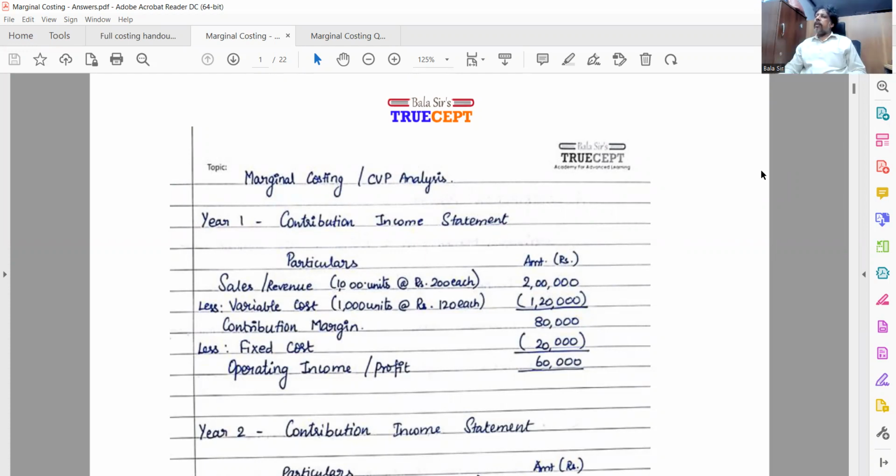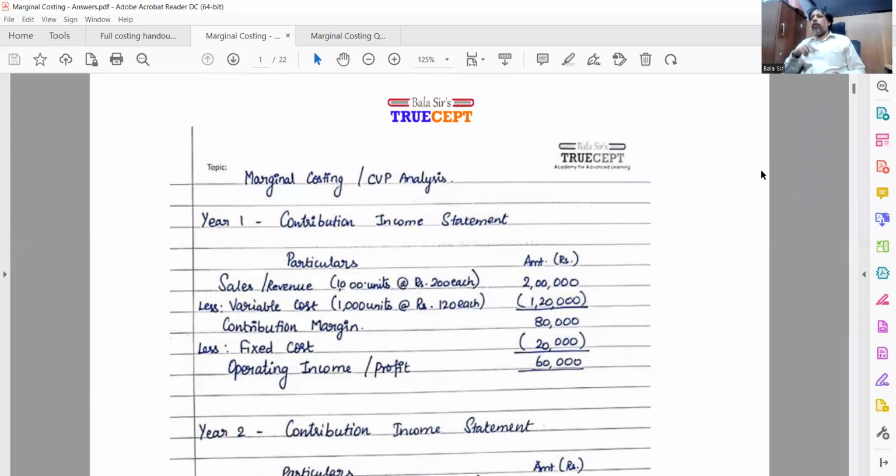Now I can say 80x minus 20,000 equals 0. So what is x? In other words, 80x equals what? 20,000. Remember, break-even point is a point at which your total contribution from the quantity sold will be equal to the fixed cost. So 80x is equal to 20,000. So what is x? 20,000 by 80. That means 250. You have to sell at least 250 units to break even.